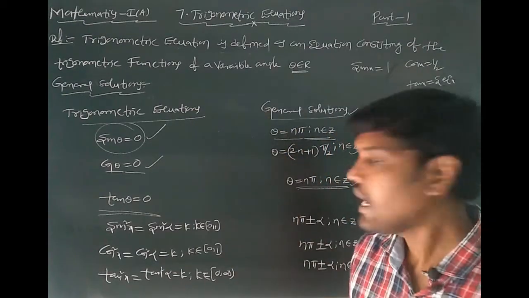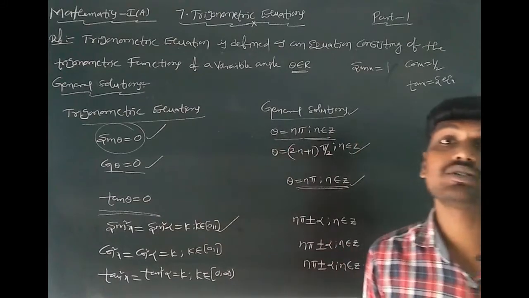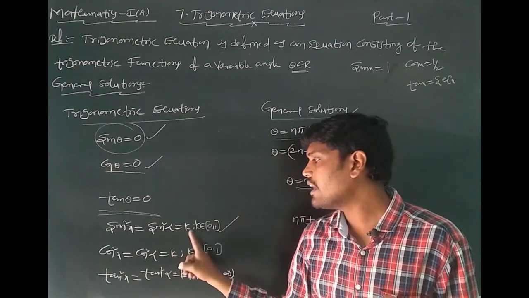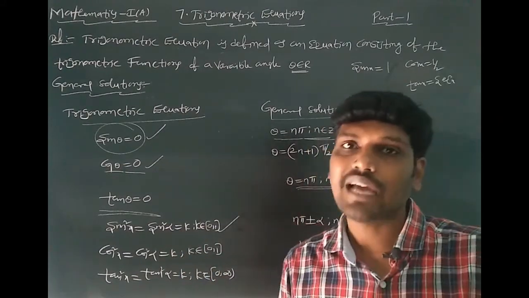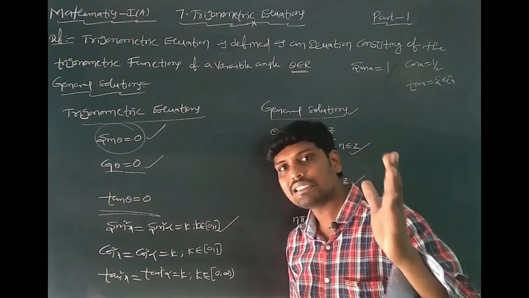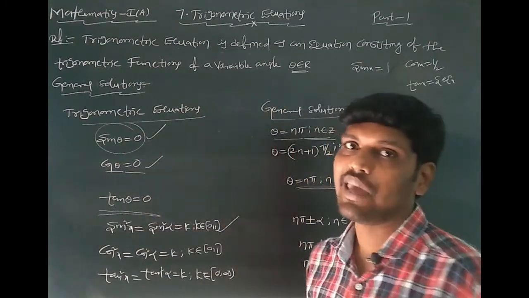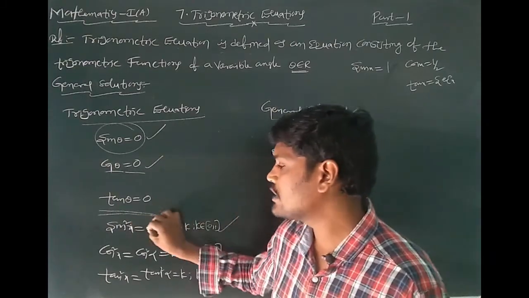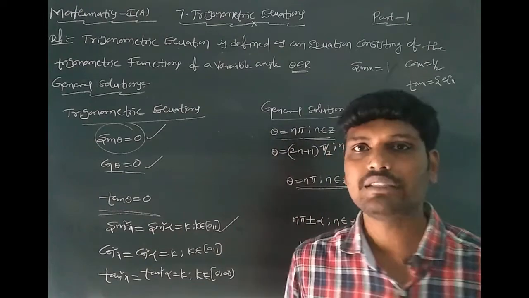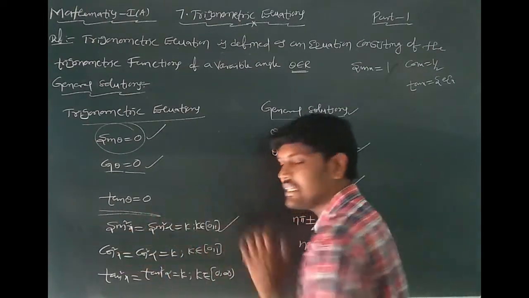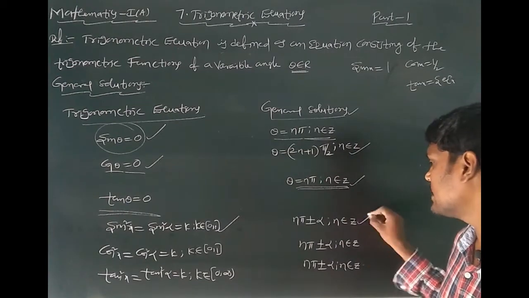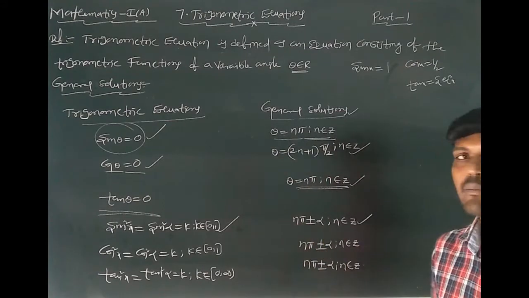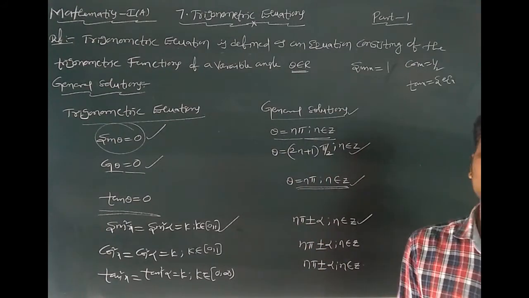General solutions completed. Next, sin square x is equal to sin square alpha. Here this is equal to some constant k. Sin square x is equal to sin square alpha equal to k. Then the k value lies between 0 and 1. That is why this can be applicable, otherwise it is impossible. In this form, the general solution is n pi plus or minus alpha, where n is once again an integer.